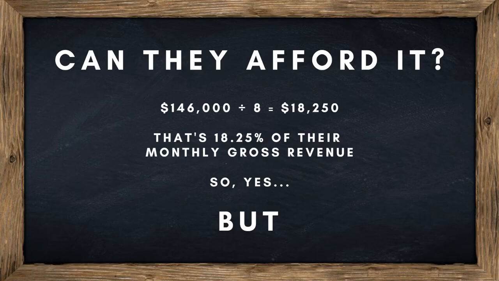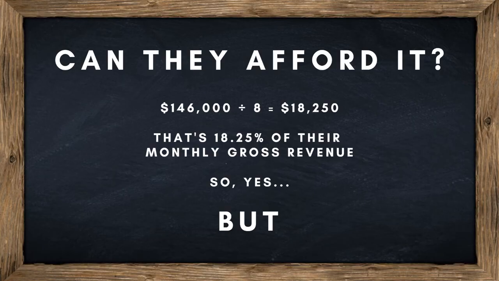And you're going to get $18,250 a month. Okay. So that's 18.25% of their monthly gross revenue. Okay, so can they afford it? Yes, they can afford it. At an absolute maximum, they can afford to borrow, if they're grossing $100,000 a month, $100,000, paying back $146,000. At an absolute maximum, they could afford that payment schedule.